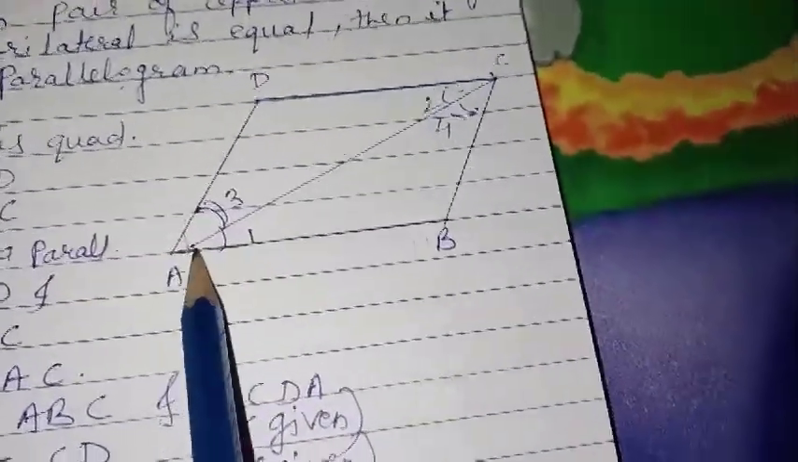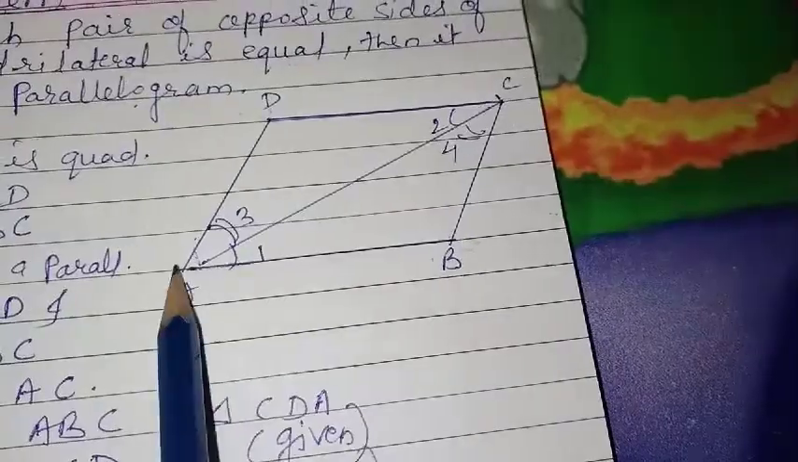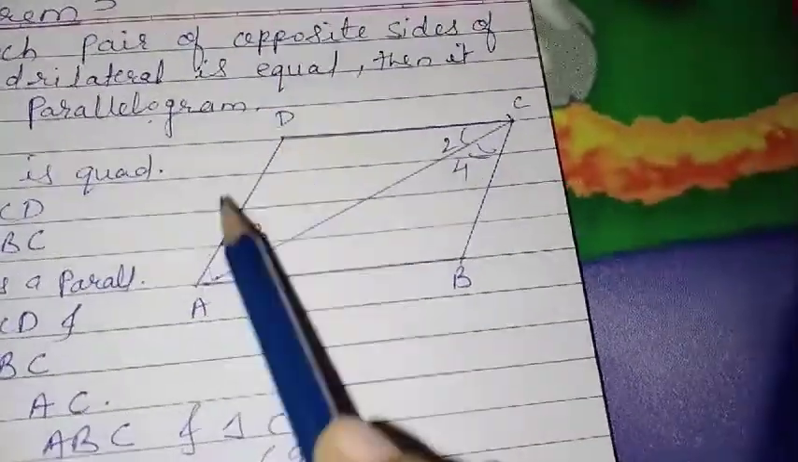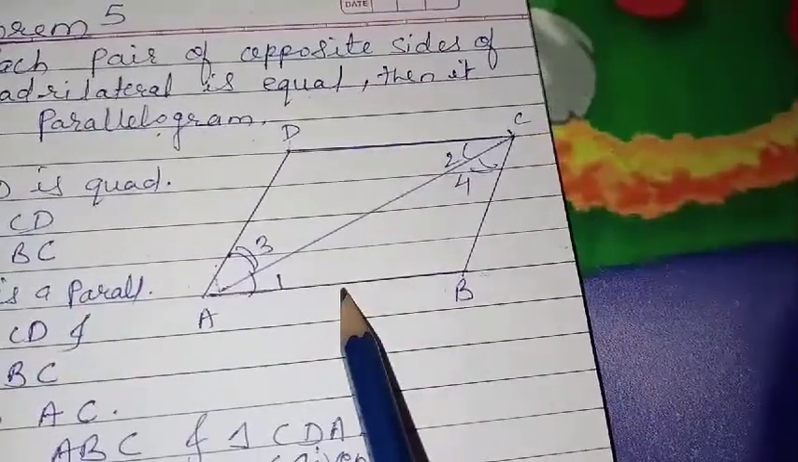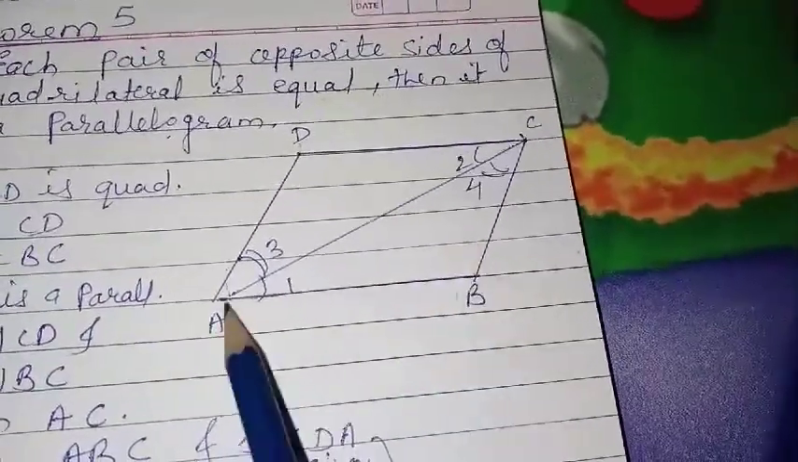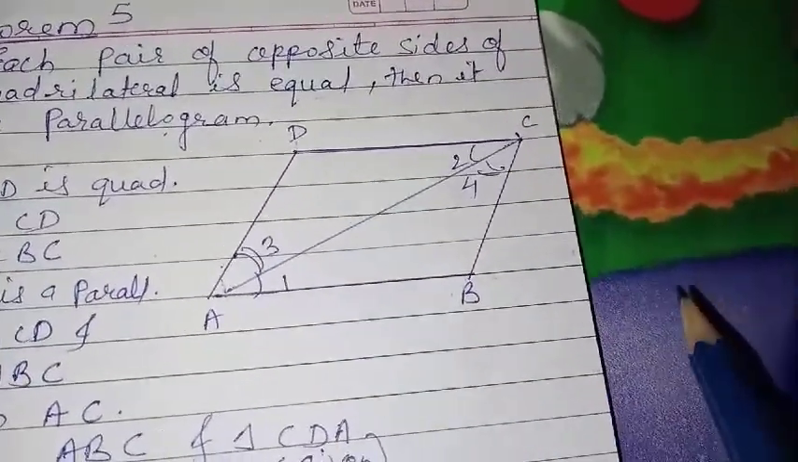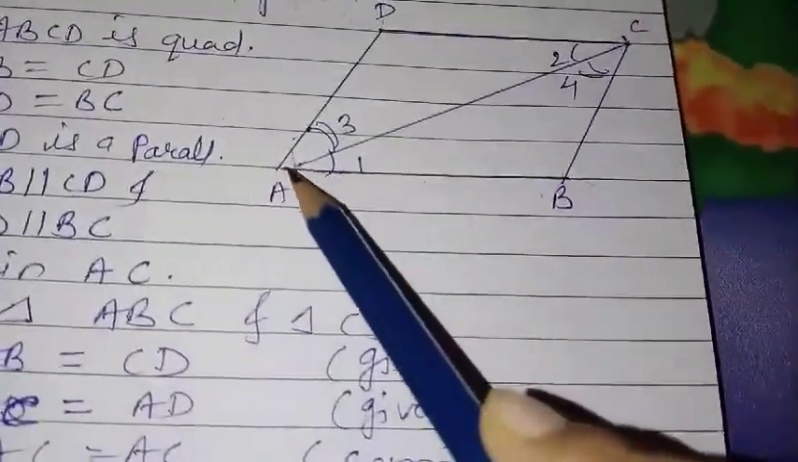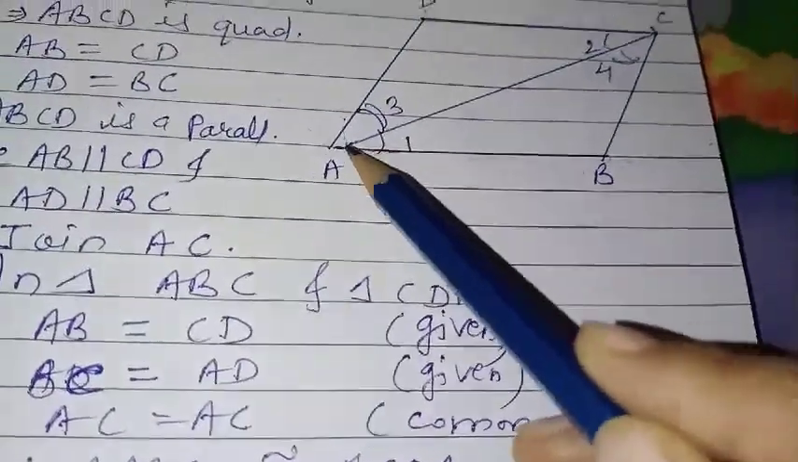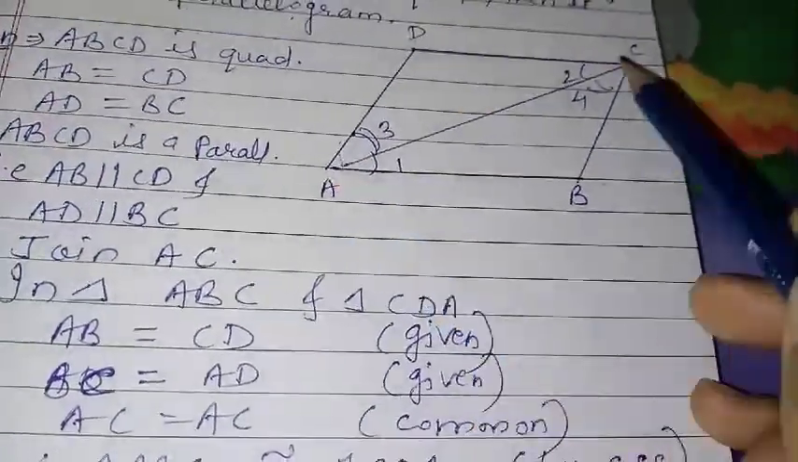Means अगर हम ये प्रूफ कर देते हैं कि AB parallel to CD है and AD parallel to BC है, both the opposite sides are parallel, then we will be able to prove that ABCD is a parallelogram, isn't it? Okay, so to prove that one construction is needed. I have joined A to C. So join A to C.